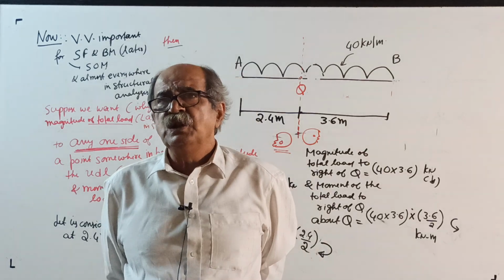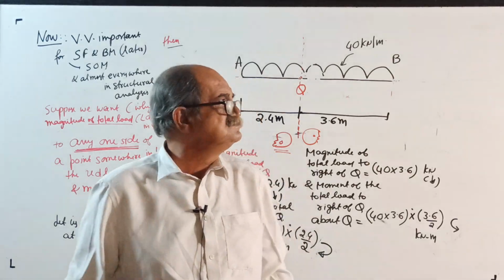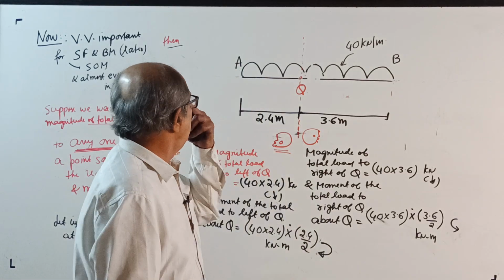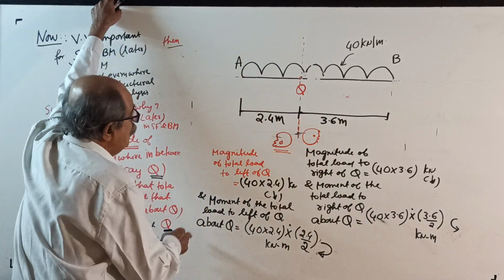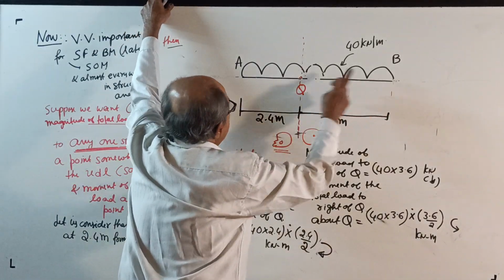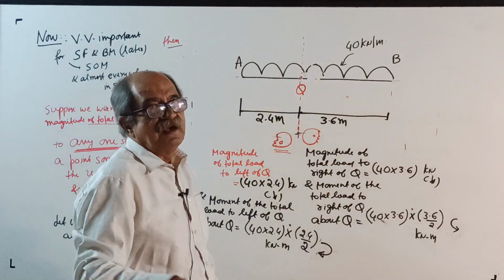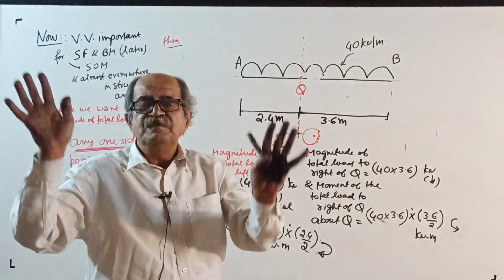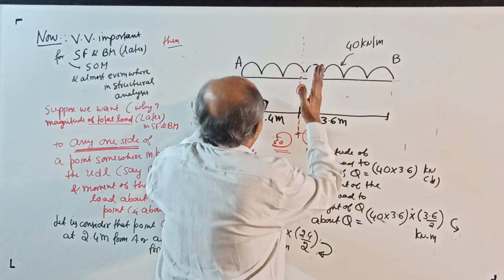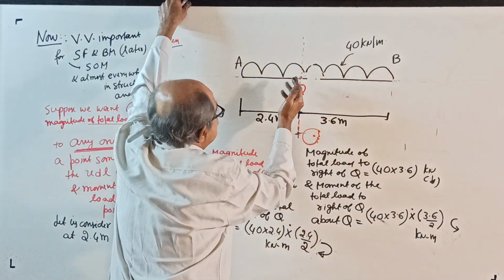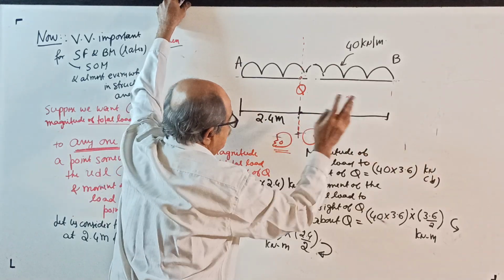Now, concluding part of this class. UDL is over. This all I told you, put the sketch once again. A, B, 2.4, 3.6 meter. That 6 meter is gone, because now you have to consider load to only one side. See, Q, I told you, 2.4, 3.6.